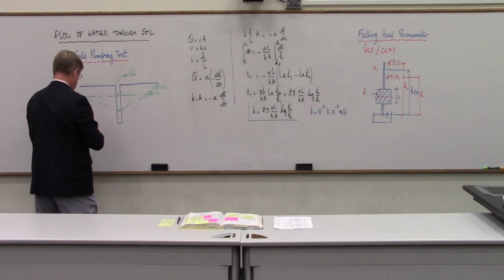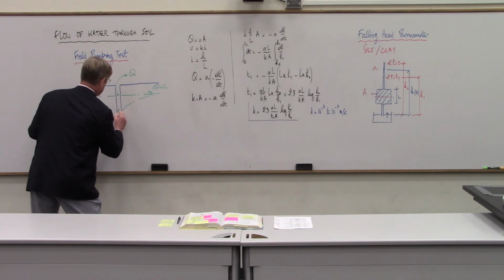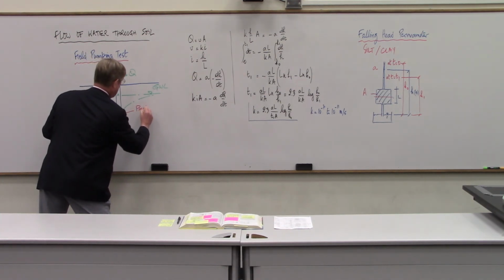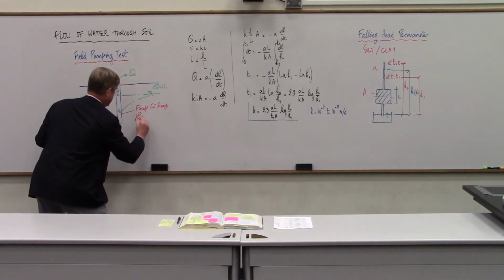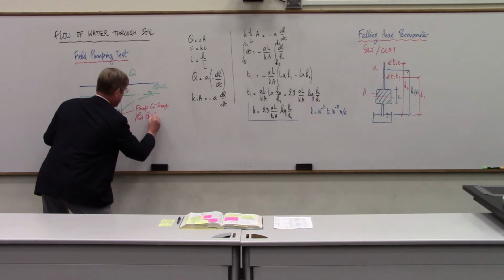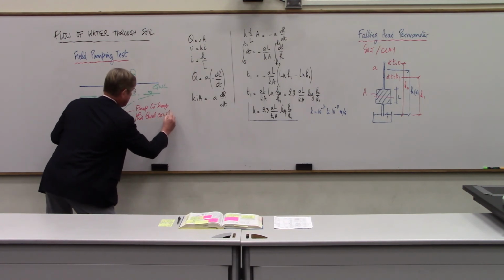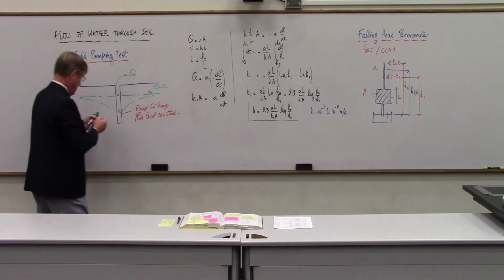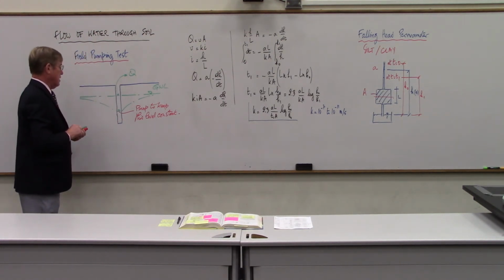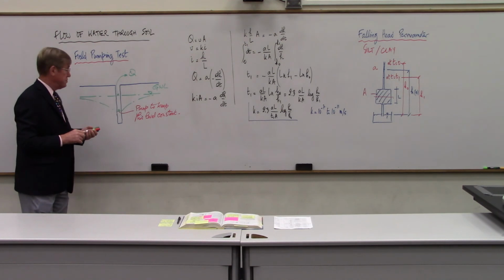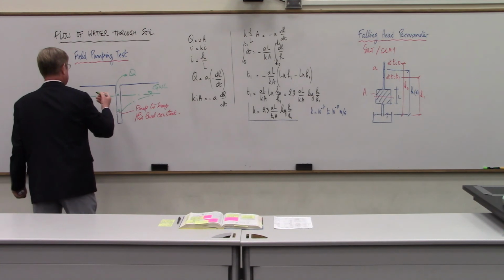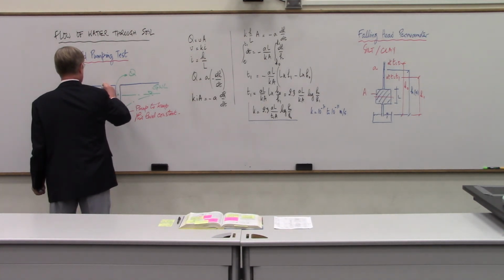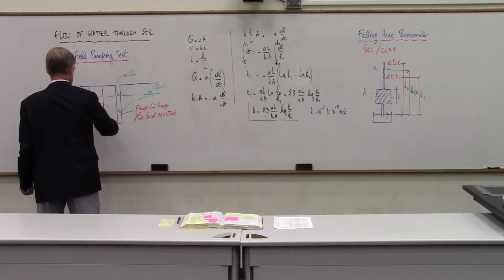So right here, pump to keep this level constant. Okay. When you do that, you get Q. And then the measurements you make are at two different radii. So you make another hole in the ground here, and another hole in the ground right here.